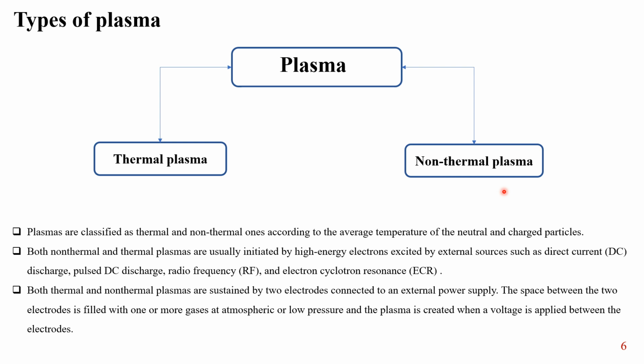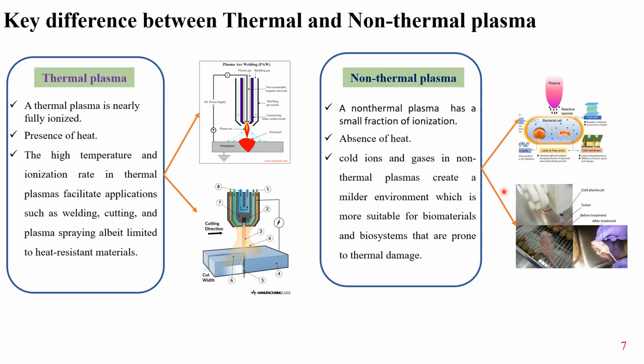Then coming to the next one, I am showing the key difference between thermal and non-thermal plasma. A thermal plasma is nearly fully ionized, and the presence of heat is greater here. The high temperature and ionization rate in thermal plasma facilitate applications such as welding, cutting, and plasma spraying, albeit limited to heat-resistant materials.